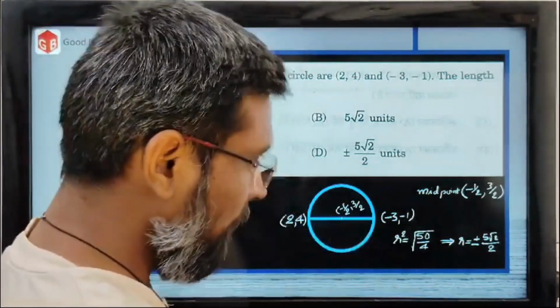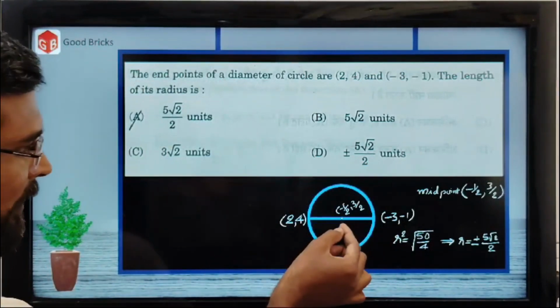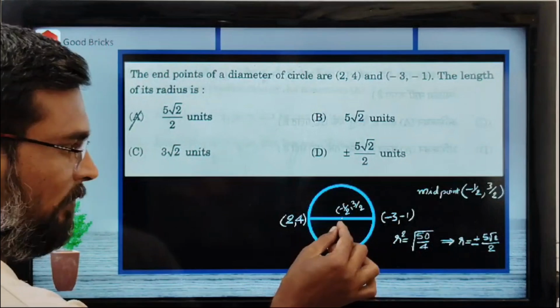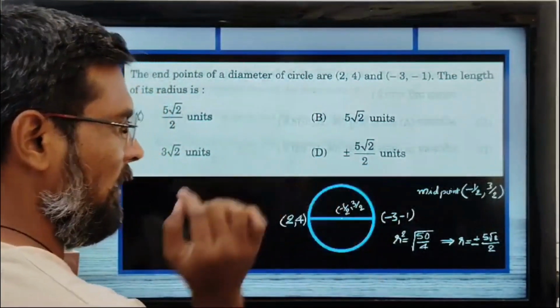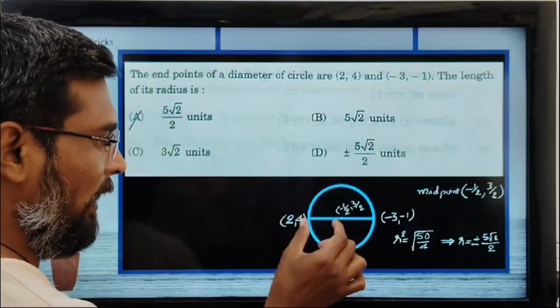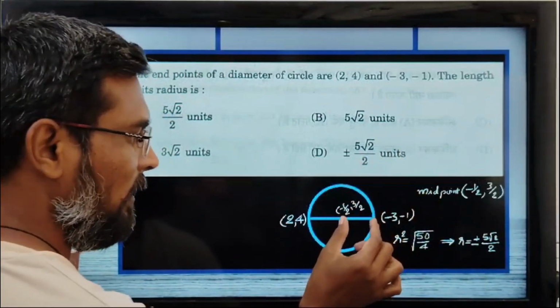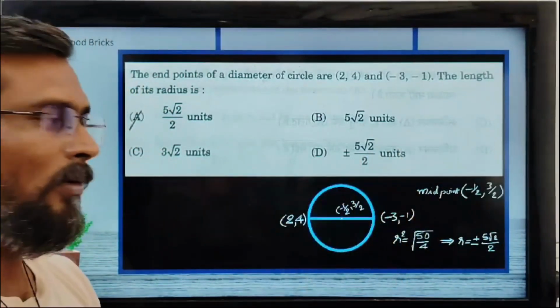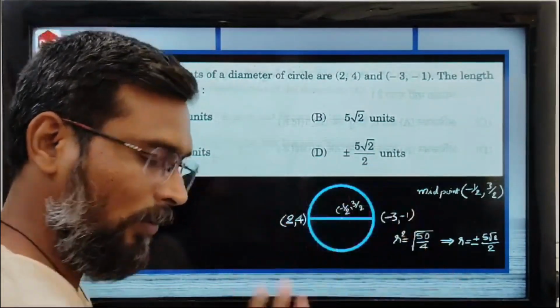Now next problem, they have given two ends of a diameter. First of all, we need to find the midpoint. This midpoint will become the center of the circle. Using the center of the circle, we have to calculate the radius, or else you can calculate the distance between these 2 points. Finally, you will get r square is equal to root of 50 by 4.